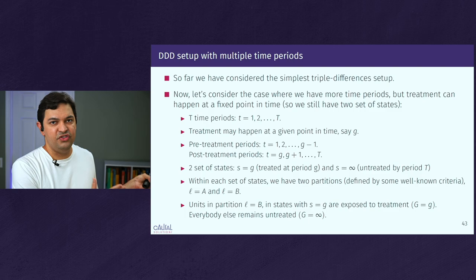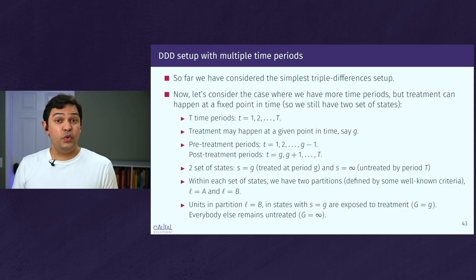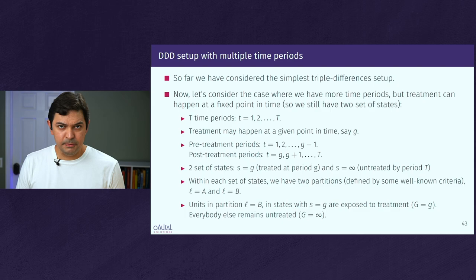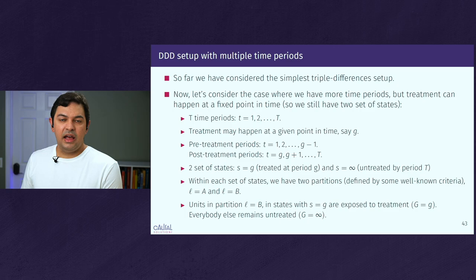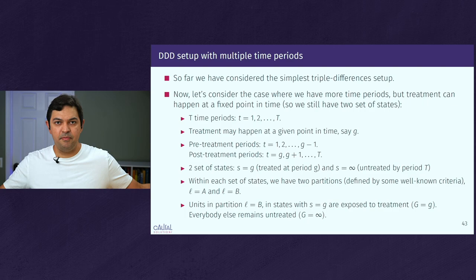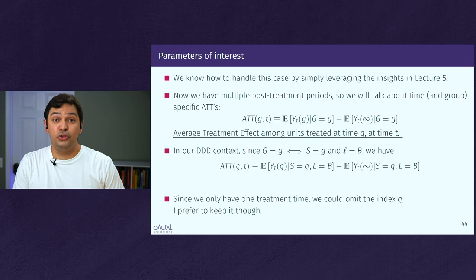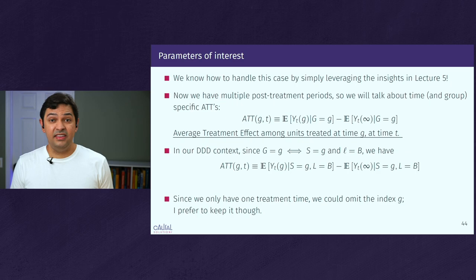Make sense? So in order to be treated, in order to have capital G equals little g, you have to belong to states which pass the law in period G, which is the only time the law is actually passed in this simple setup. And I have to belong to the partition L equals B. Cool? Same thing as before, but now I have more time periods. I just increased the number of periods. So now that I have many time periods, we're going to be able to talk about dynamics, about the average treatment effect at different points in time.